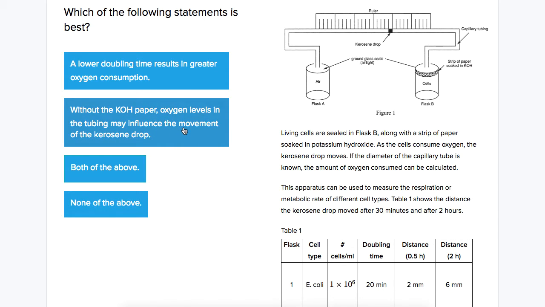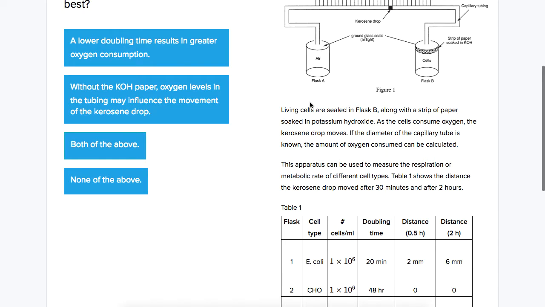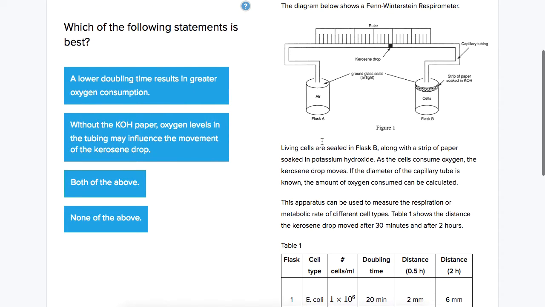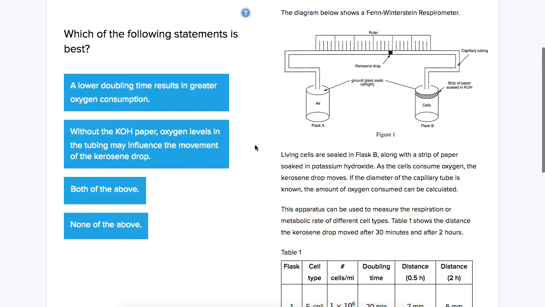Without the KOH paper, oxygen levels in the tubing may influence the movement of the kerosene drop. So this is a hypothetical. This is one where they say, if something about this experiment changed, what would happen? So we have to kind of infer something. Without the KOH paper, we don't have anything in our passage to tell us what the KOH paper is doing. So we have to think about whether it makes sense that this change would have this effect. Oxygen levels in the tubing may influence the movement of the kerosene drop.